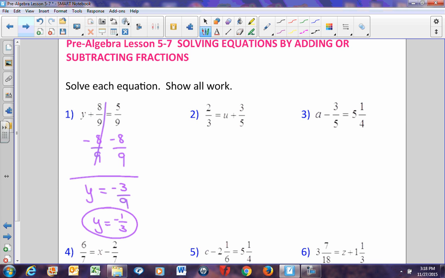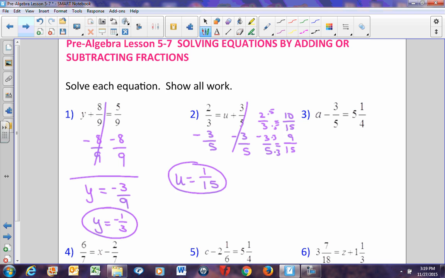Number 2: 2/3 equals u plus 3/5. To solve, I'm going to subtract 3/5. These cancel, so u equals 2/3 minus 3/5. No common denominator, so you might want to do that off to the side. The common denominator is 15. 5 times 2 is 10, 3 times 3 is 9, so 10/15 minus 9/15 is 1/15. So u equals 1/15.